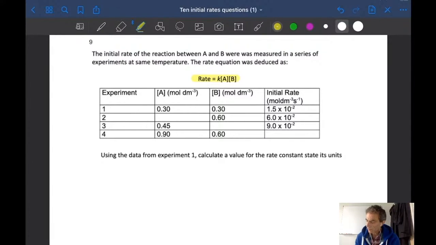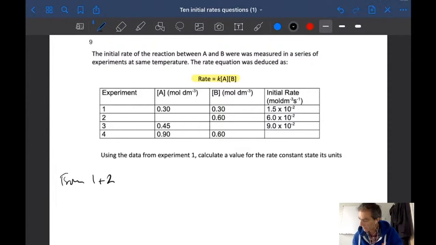Okay, so what we're going to do here is look at experiments 1 and 2 because obviously I want to know what this blank is here. So from 1 and 2, what can we say? Let's look at the increase in the rate first of all. The increase in rate is 1.5 up to 6. That's a 4-fold increase, isn't it? The B concentration, remember this is first order, that's times 2.